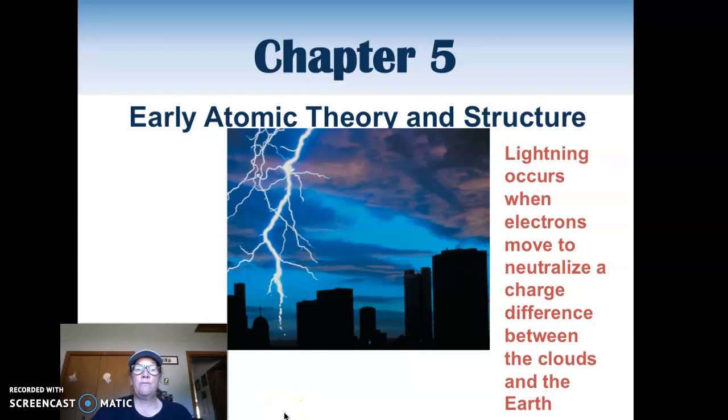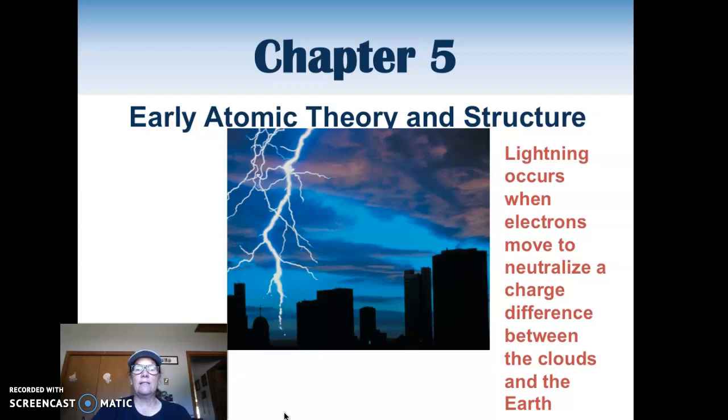All right, we're going to start chapter 5 today, early atomic theory. Again, how do they know about these little atoms? Because obviously you can't see them. So there's a lot of people that put their information together and came up with some ideas of what's going on. Here they talk about lightning.